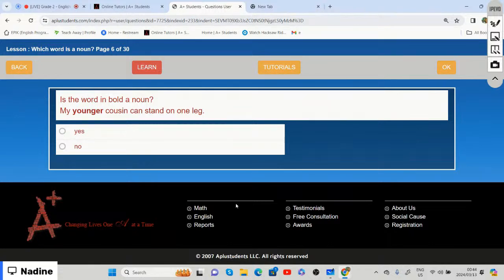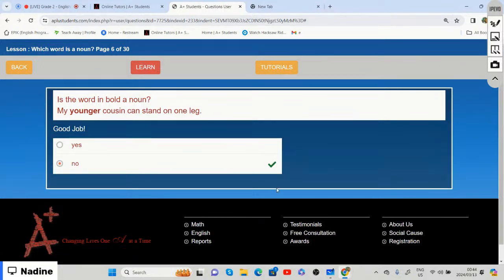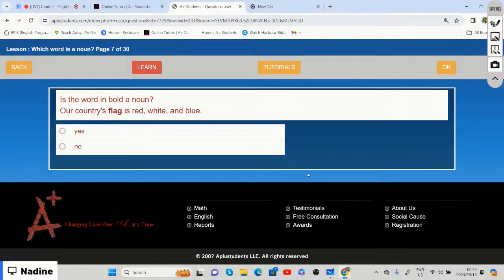All right. So younger is no, because younger basically describes the noun, it is an adjective, right? So no, it is not a noun.